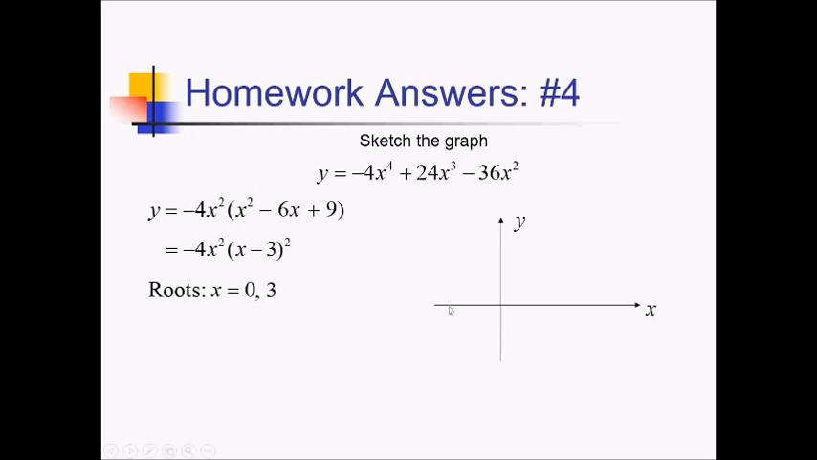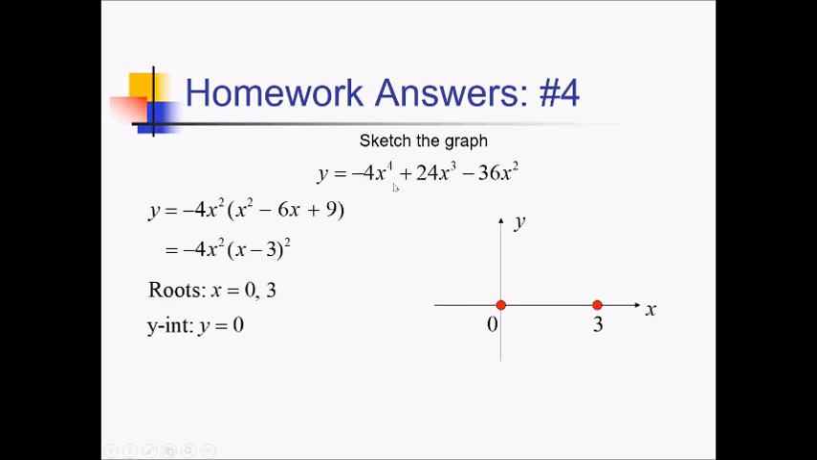Putting those on my graph, I've got the origin, and also x equals 3 is somewhere to the right over here. Now for the y-intercept, we actually already graphed it because this x-intercept at 0 is also on the y-axis. But if you weren't sure, you could just plug in 0 for x, and you'll see that all of this gets zeroed out, leaving us with 0 for the y-intercept.